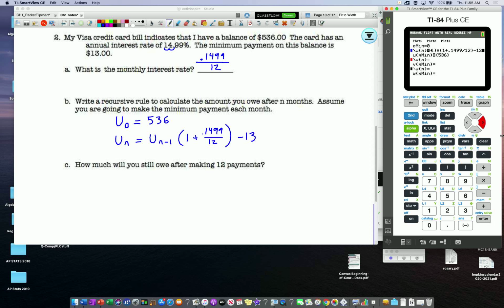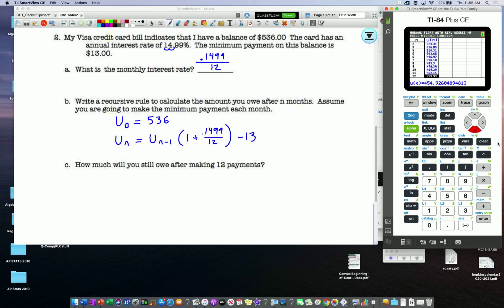Okay? So now if I go to my table set, I'm going to start it back at 0. Okay? So now when I go to my table, what's nice is I can see, all right, here's how much was in there to start, 536. After 1 month, I still owe $529 and about 70 cents, as it would round to 70 cents. So I can keep on scrolling down. This is one when it's close to 0. I can start to see, wow, look at that.